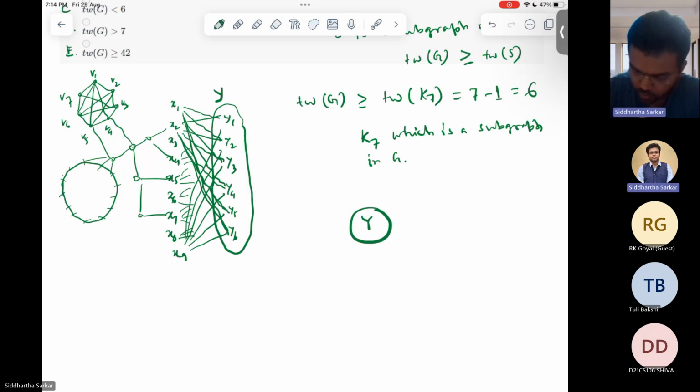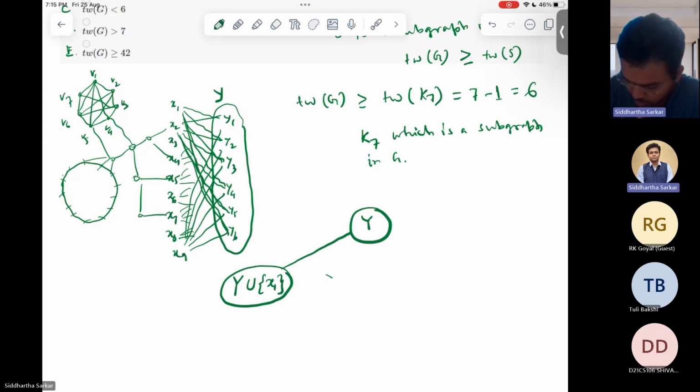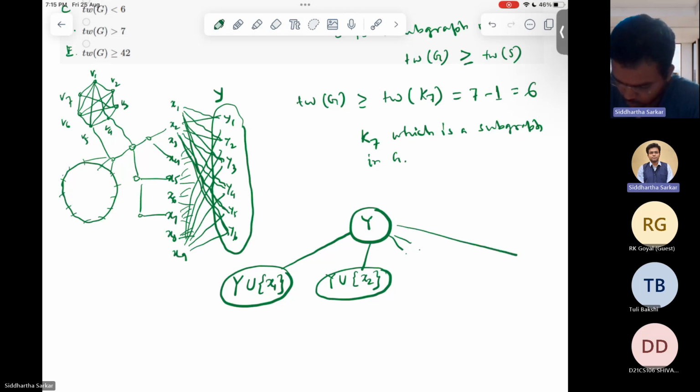So there are 9 other bags. The first bag is Y union X1. This is one bag, and this is a child of this. There's another bag, Y union X2. So 7 vertices each. Similarly, we'll take one X from each of these 9 X's and we'll have 9 children. So the last child of Y would be Y union X9. This is another bag.